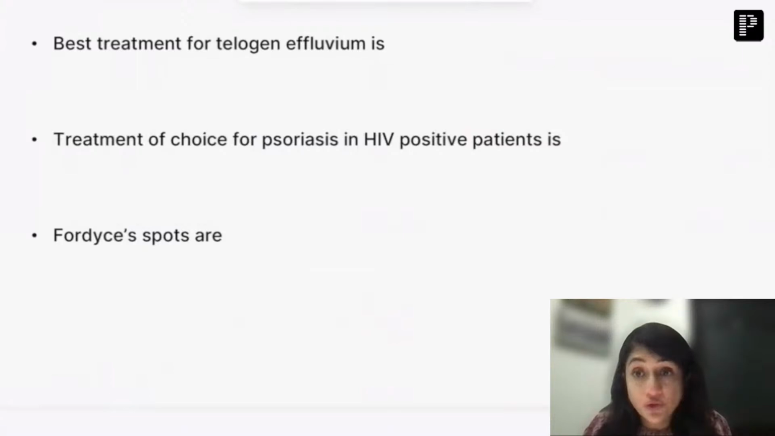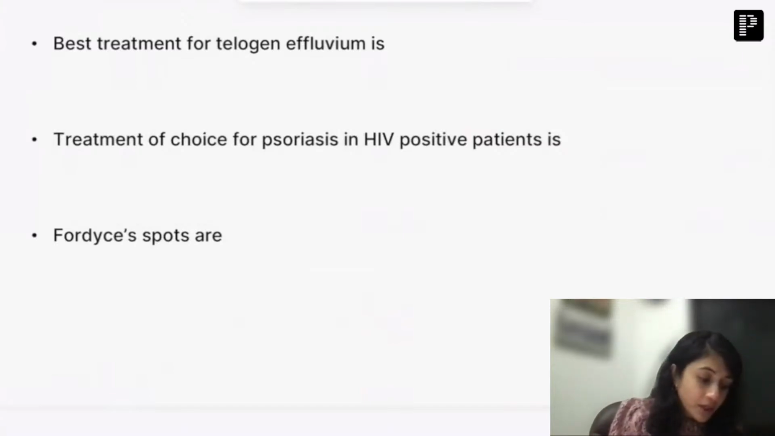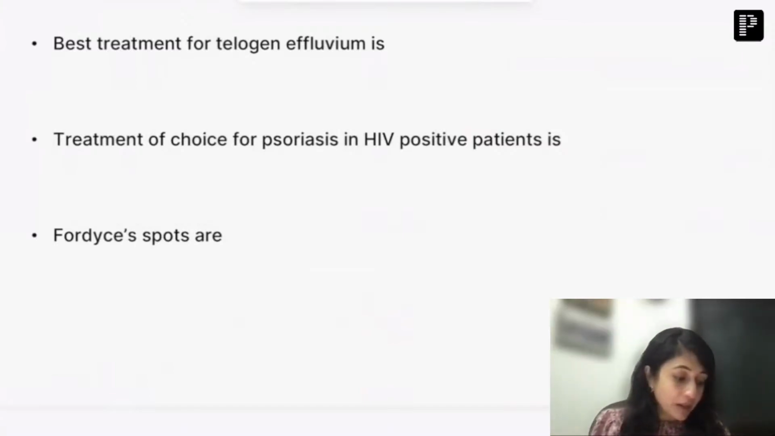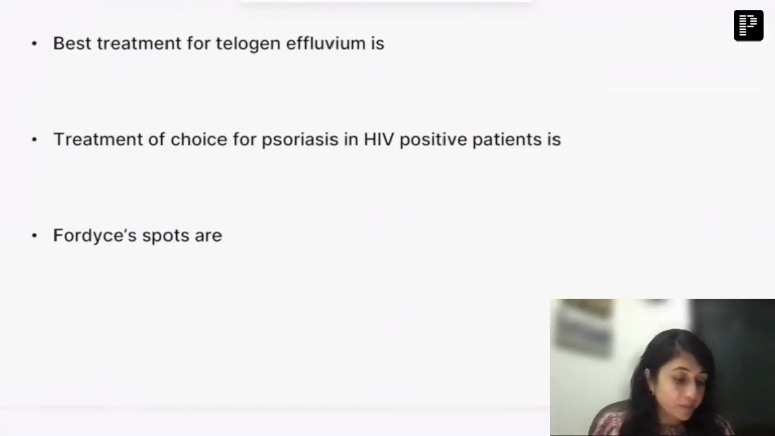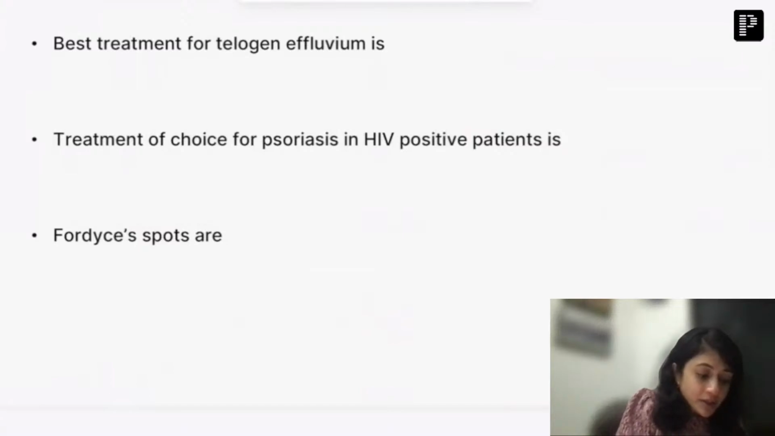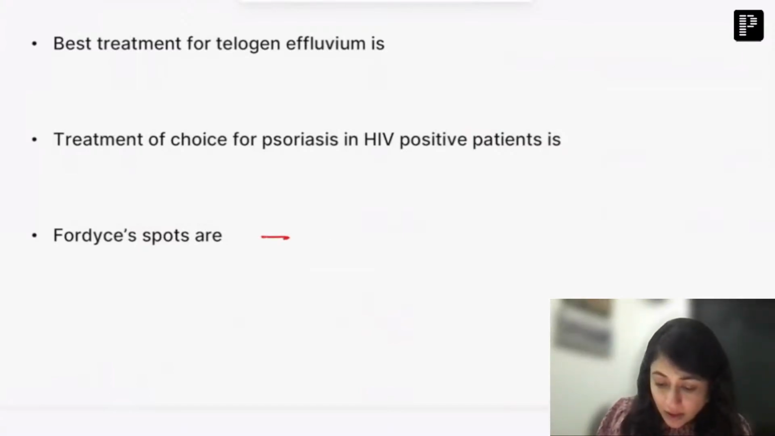What is the best treatment for telogen effluvium? Treatment of choice for psoriasis in HIV positive patients. For Fordyce spots, we've already discussed. They are ectopic sebaceous glands. Yes, so they are hedgehog pathway inhibitor. Absolutely right. Vismodegib is a hedgehog pathway inhibitor. So for Fordyce spots, this we have already discussed. They are ectopic sebaceous glands.